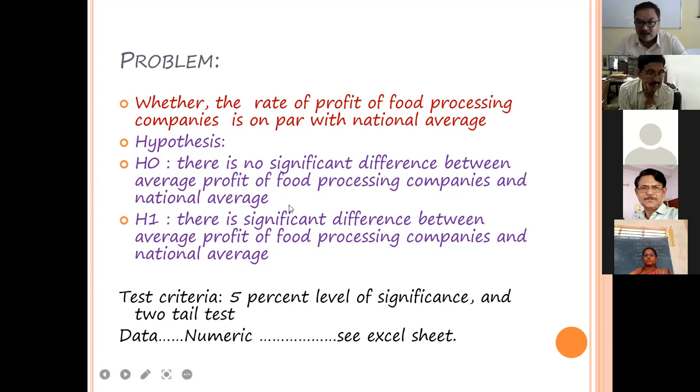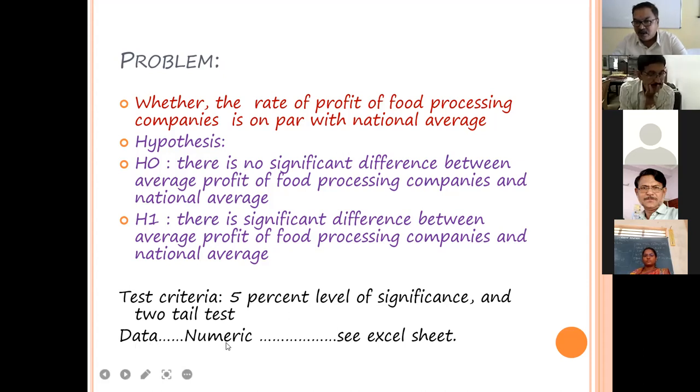And it is two tail, because I'm talking about there being no difference. I'm not going to talk about the sample value being higher than the population value, which would be a right tail test, or the sample value being less than the population value, which would be a left tail test. I'm not going to do that. I'm just saying there is a difference between the population mean value and the sample mean value. Then I am going to do a two tail test. And the data is numeric.